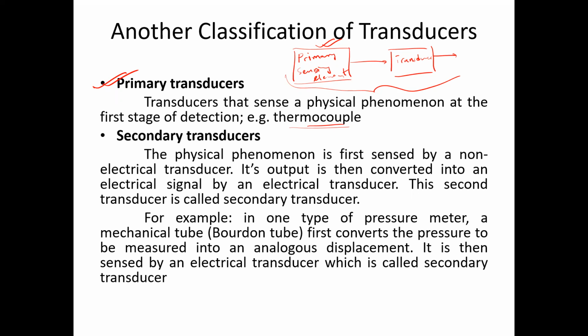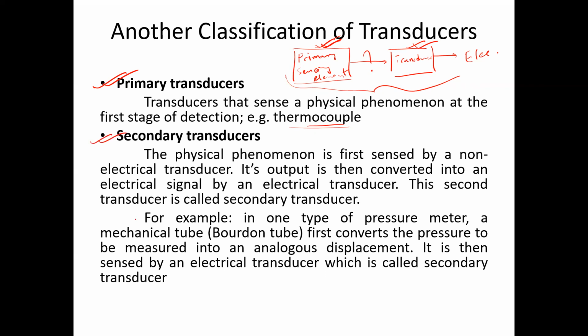Whereas in a secondary transducer, it is necessary to detect the change in the physical quantity using some primary sensing element. Then the detected output is further processed by the transducer to convert it into electrical form. So these transducers, which require the help of another sensing element, are called secondary transducers.